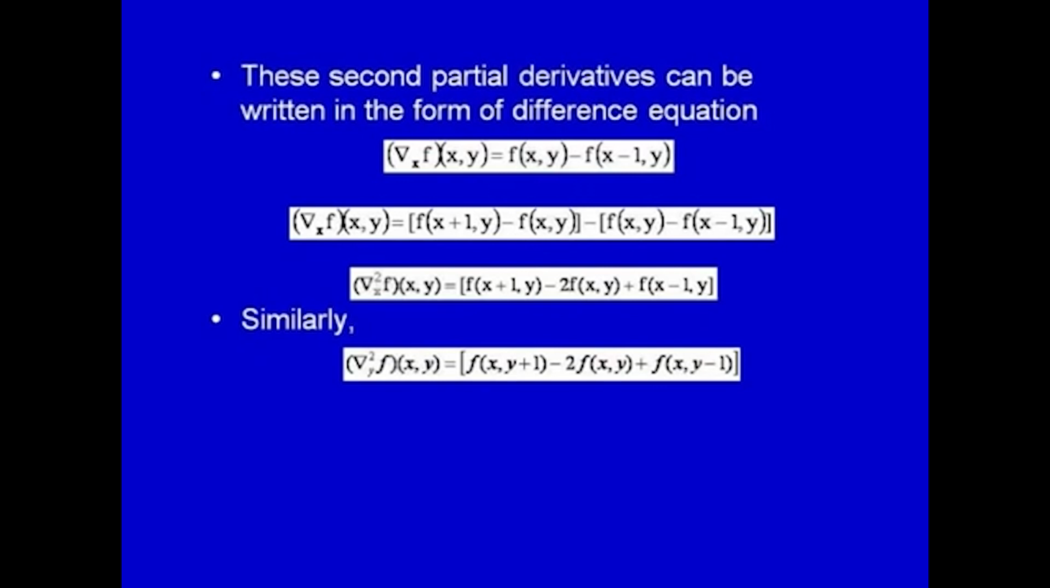Similarly, the second partial derivative of the function can be written in terms of y also, and it can be expressed in this manner as it has been done in terms of x. So, the second derivative of the function with respect to y can be now expressed as the function at x, y plus 1 minus twice the function at x, y plus the function at x, y minus 1.